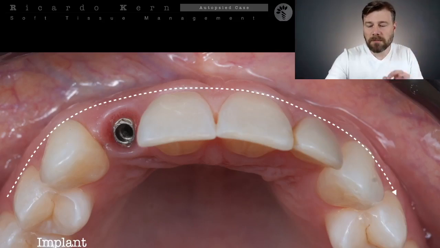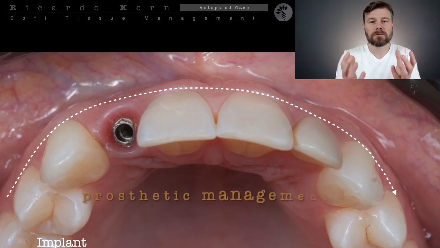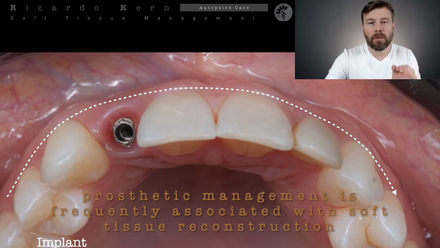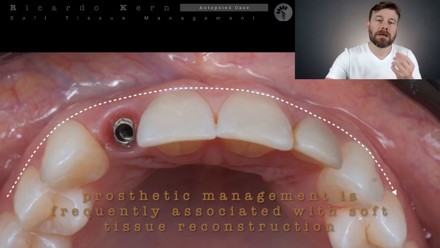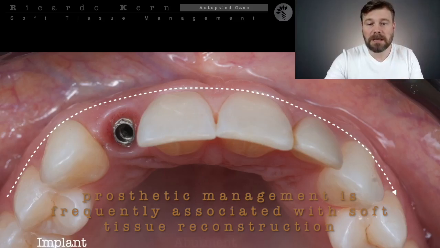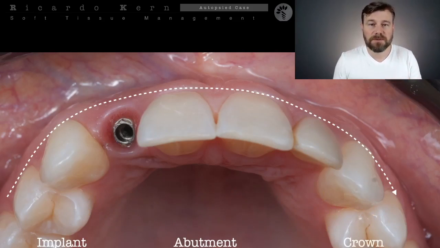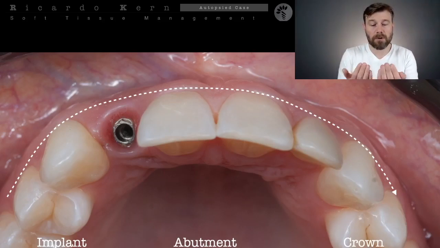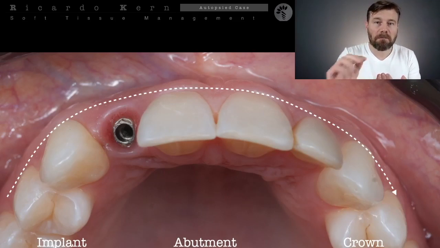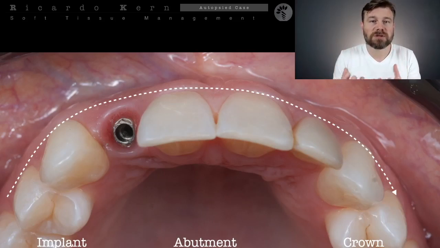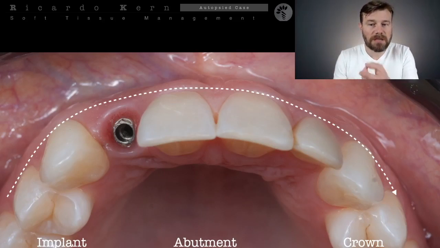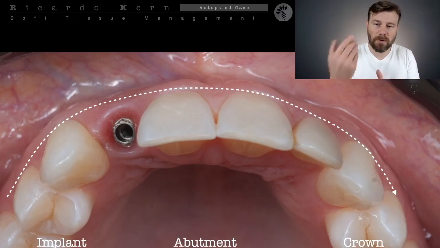But you need to remember that this restorative work is composed of the implant, and also the abutment, and also the crown. So any of these three components may be in the wrong position. If you have just the crown crossing this line, maybe together with the soft tissue surgery, you need to have some management of this crown.